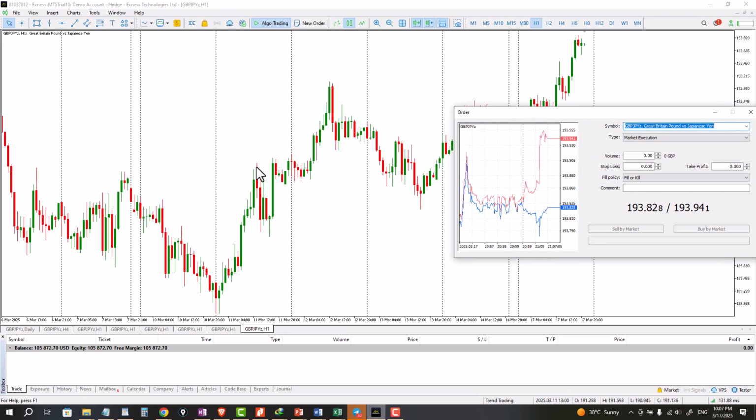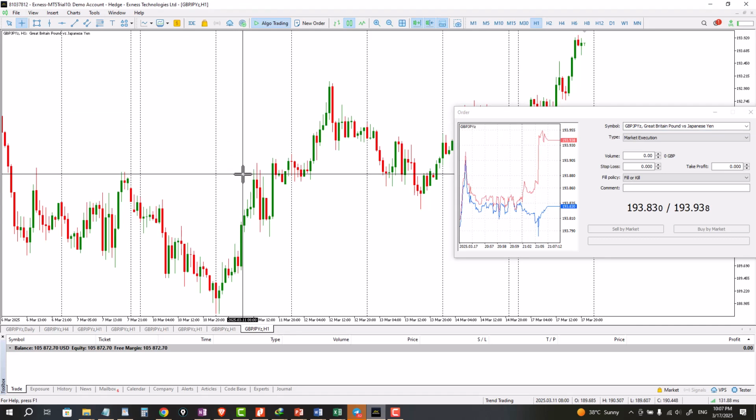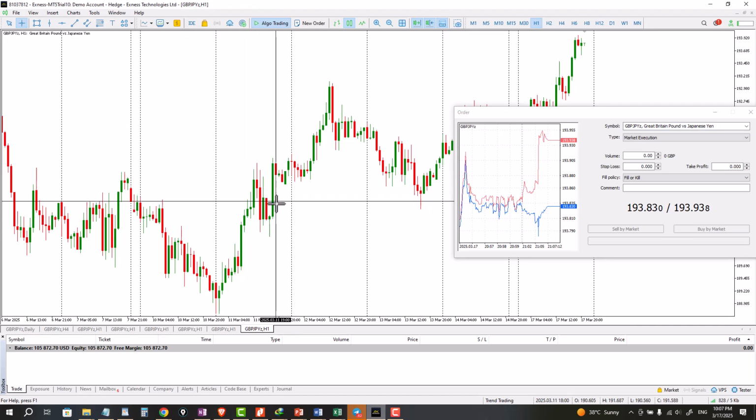So let's assume that we want to take a trade and we want to enter the market somewhere around here. It's a breakout trade that we want to take, okay? And then for the stop loss, we are going to be using the aggressive technique.